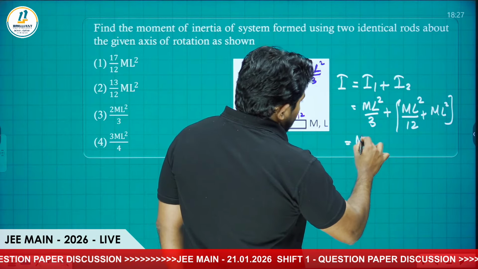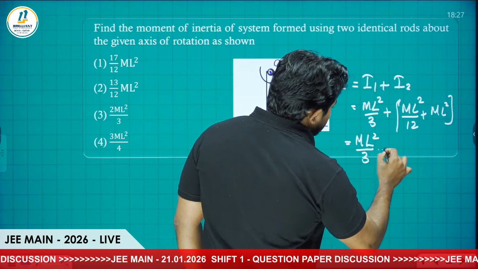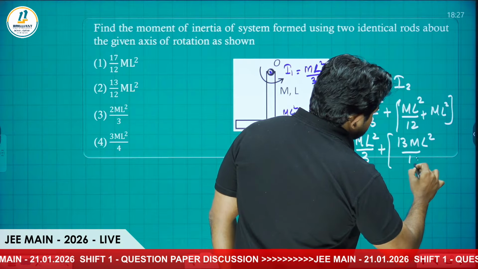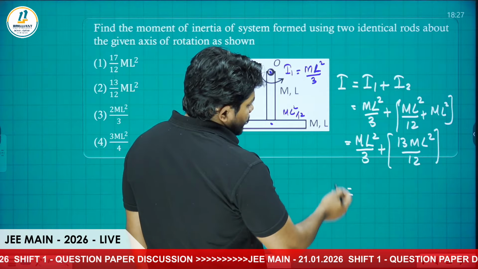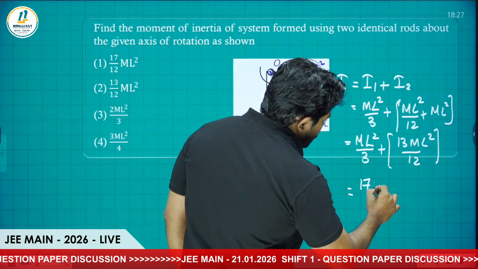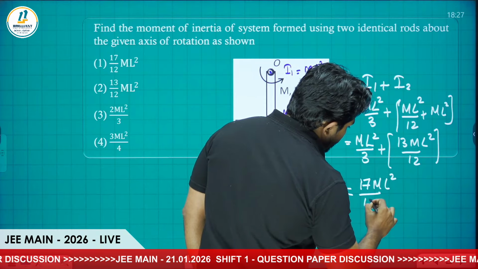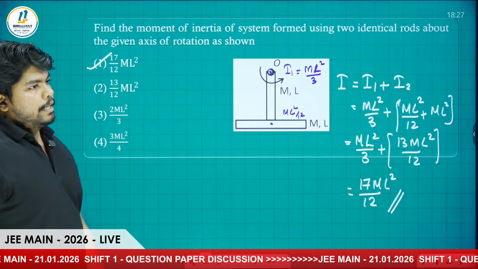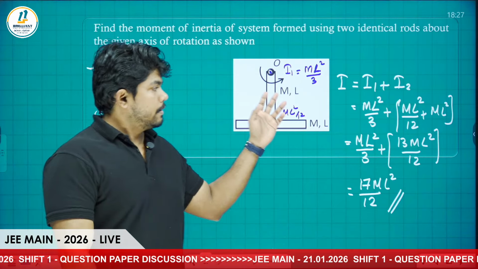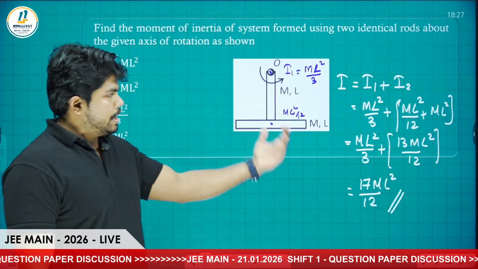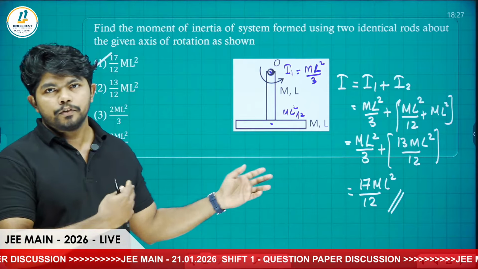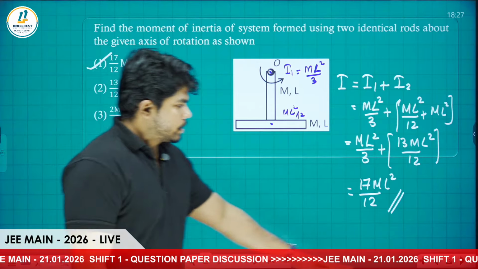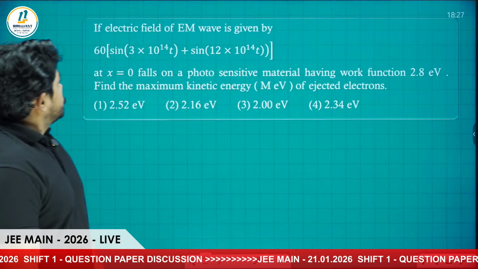Okay. So if we calculate that, m l square by 3 plus, this will be equal to 13 m l square by 12. Okay. So what will be the final answer? It will be 17 m l square, right? 17 m l square by 12. Okay. So the first option will be the correct one. I think this is also an easy question. Usually the system of particles is one of the most difficult areas in JEE, but this is actually one of the easy questions you can solve. Okay. Moving on to the next one.